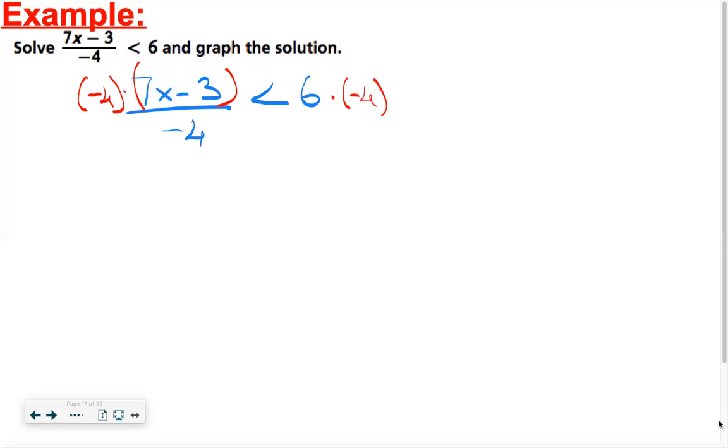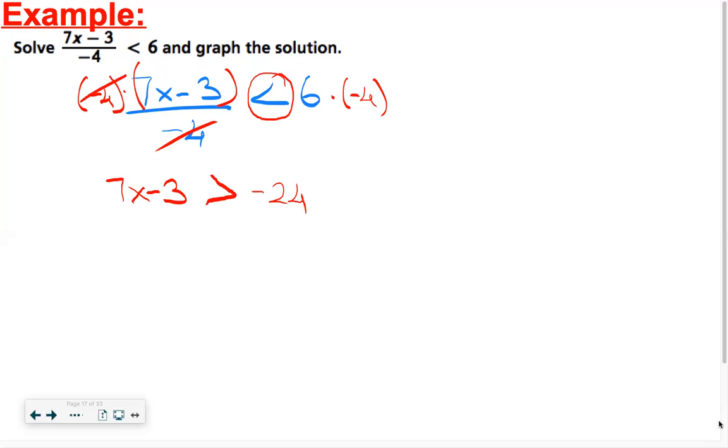-4. When you multiply on the left side, you will get 7x minus 3. On the right side, you will get -24. But be careful. Whenever you multiply or divide the inequality by a negative sign, you need to switch this. Then it's going to be greater than.